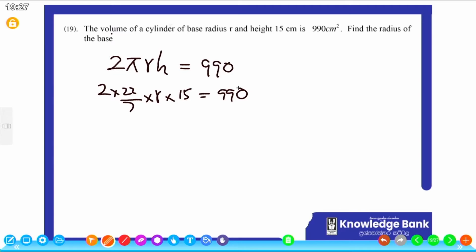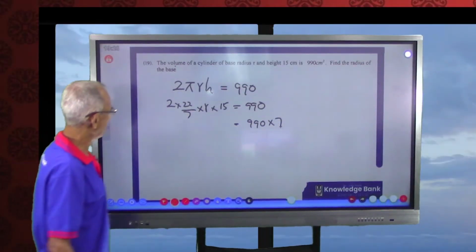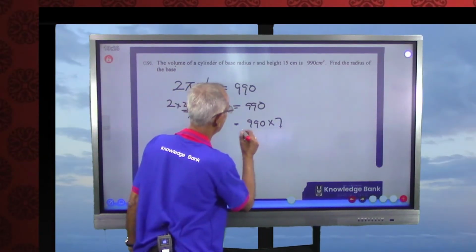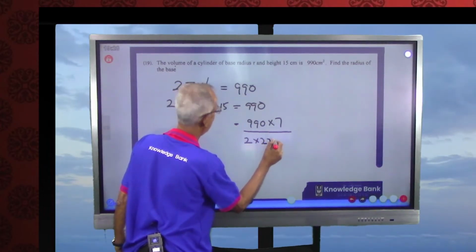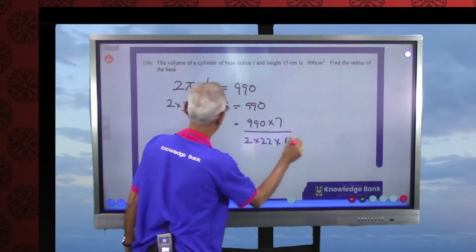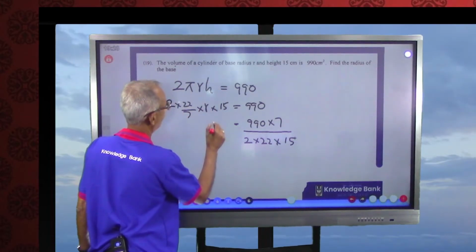Now I will multiply both sides by 7, since the denominator is 7. 990 by 7. Then I will divide by 2 into 22 into 15. That is r.